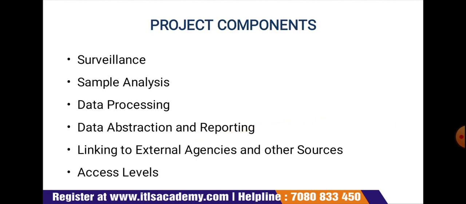Here are the project components. If you have to go for food surveillance, the project components include all these points: the surveillance, the sample analysis, data processing, data abstraction and reporting, linking to external agencies and other sources, and access level.